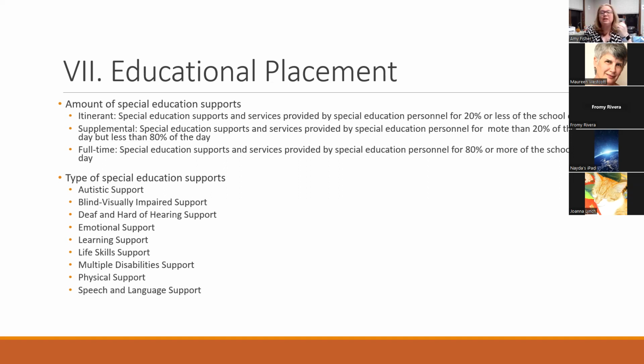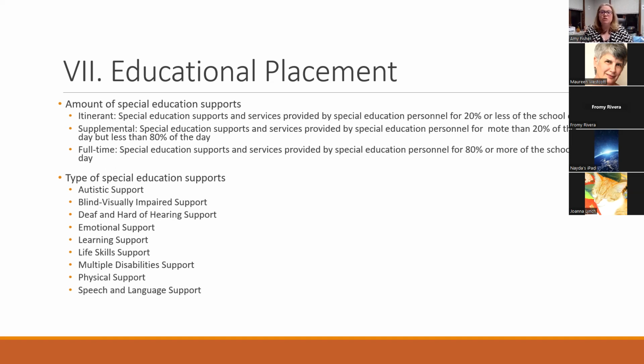For example, you can have a student who's diagnosed with autism, who qualifies for special education based on their disability of autism, whose special education support is learning support, because they are receiving supports from the learning support teacher focusing on academic achievement. So even though the student is autistic, even though their qualifying disability is autism, they may not necessarily be receiving autistic supports.